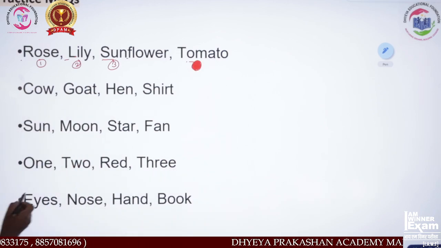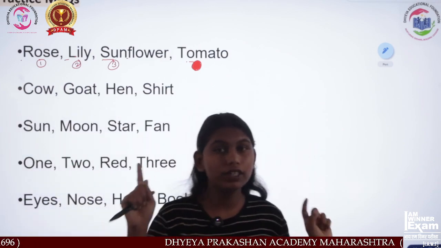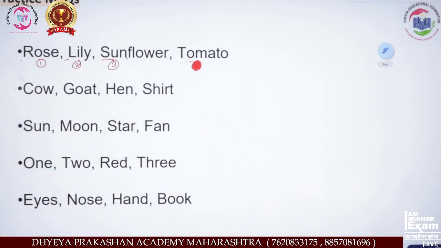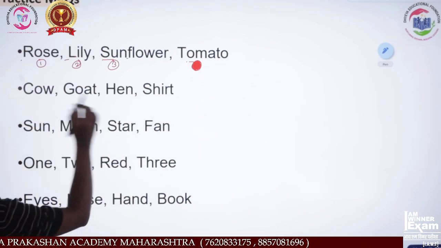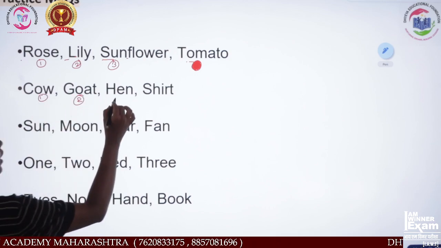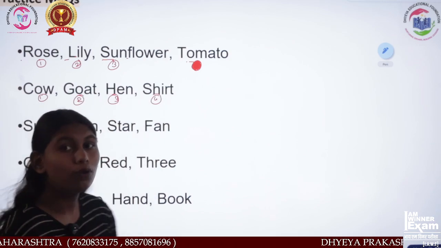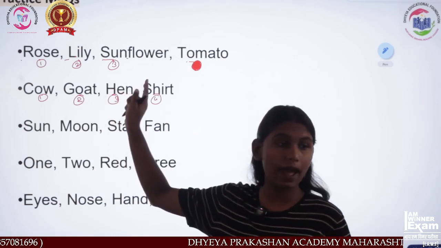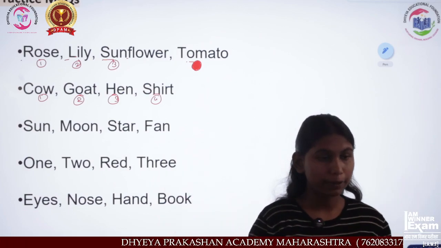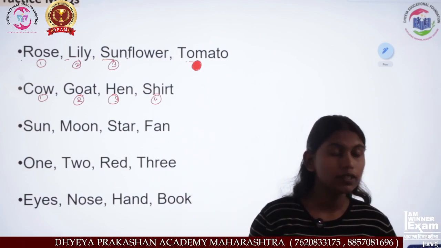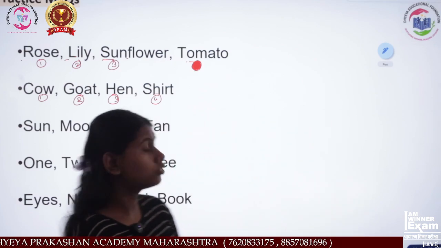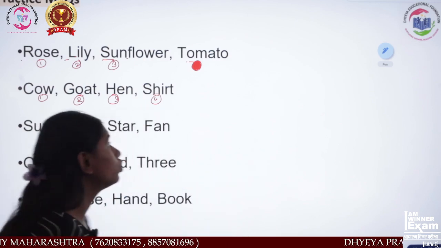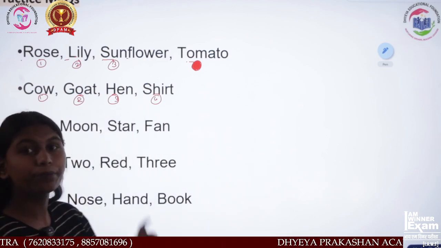Then next. Now we solved the first MCQ, right? We got the correct answer. In the same way, we have to solve all the questions. So next: cow, goat, hen and shirt. Here cow, goat and hen are domestic animals. But shirt is not a domestic animal, right? Shirt is a cloth which we wear. So which is different? That is the shirt.